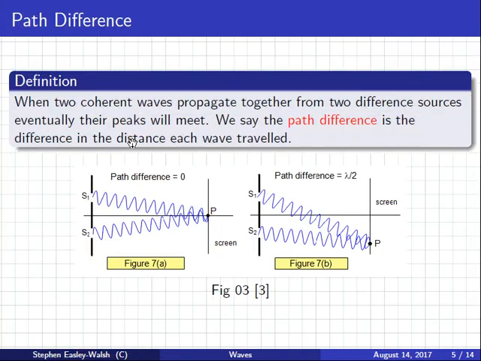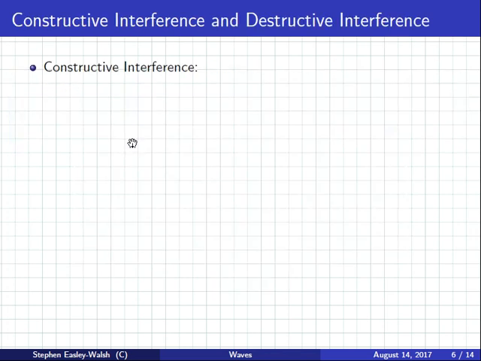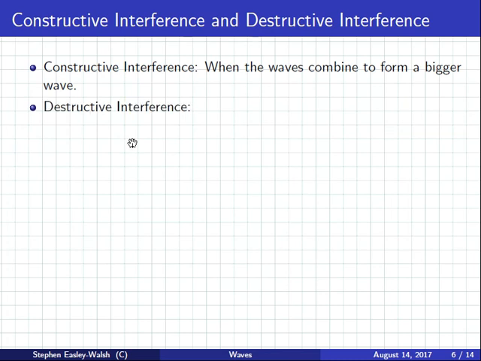Okay, so like I said, half a wavelength is a very interesting case because a crest meets with a trough and a trough meets with a crest. And this kind of gives us our next idea. When waves combine, two things can happen. For example, if a crest meets with a crest, does it get bigger or smaller? It gets bigger. If a crest meets with a trough, it gets smaller. We call the interference constructive if the waves combine to form a bigger wave. And you can probably guess what this one means.